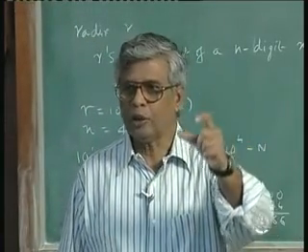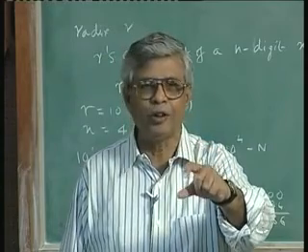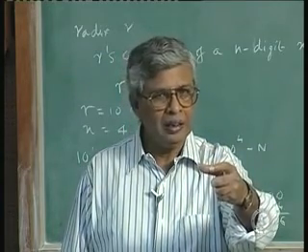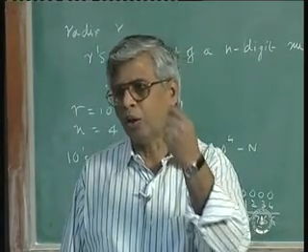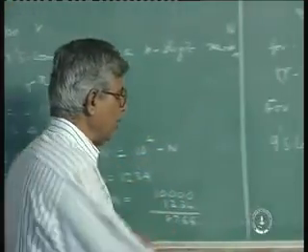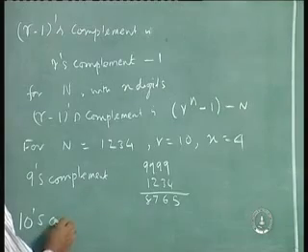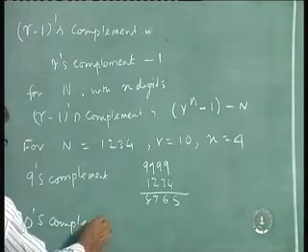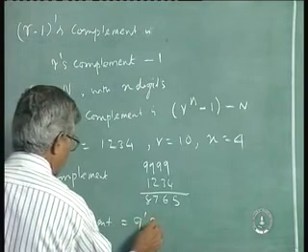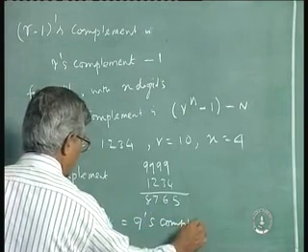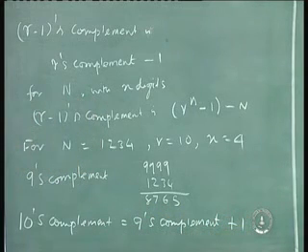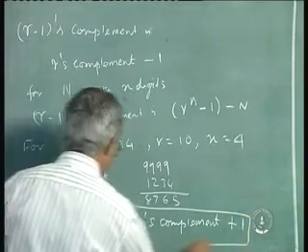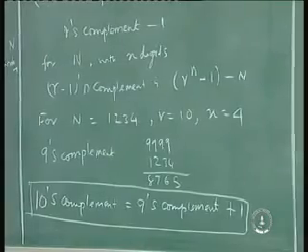So 9's complement in this case is easier to perform than 10's complement, in which the subtraction involves borrow. If you want to calculate 10's complement, I can always find the 9's complement and add 1 to it. So 10's complement of any number is 9's complement of that number plus 1.